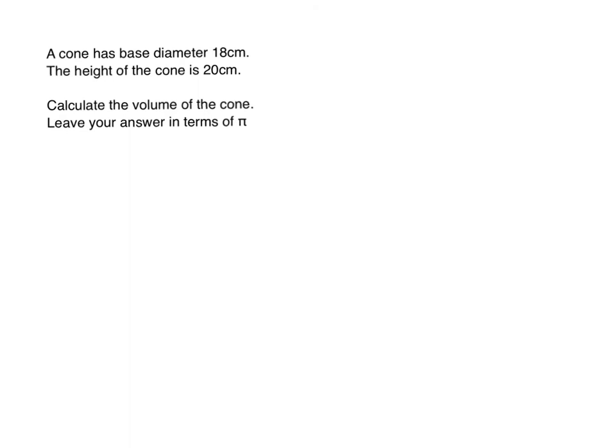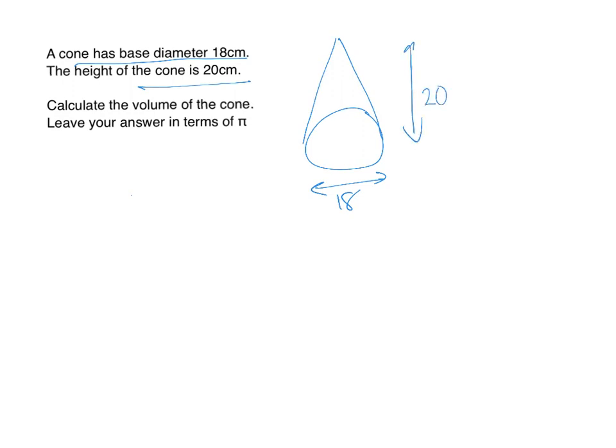Here's the second example for volume of a cone, and there's no diagram with this one, so I'm going to start by sketching it. The cone has a base diameter of 18 centimetres. So diameter is 18. The height of the cone is 20 centimetres, so I can mark that on there. The volume of a cone, as we said before, is 1/3 pi r squared h, so I need to know the radius. If the diameter is 18, the radius is 9, and now I can substitute all the values in.